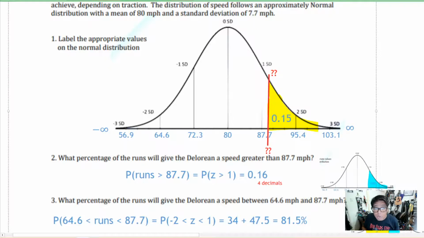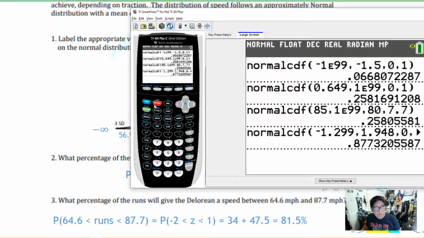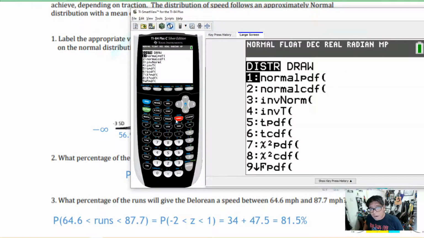Looking at the normal curve, we know the area this time, but we don't know the speed and we don't know the z-score. So we have to work backwards in order to figure that out. And going to my calculator, there is a function which lets us go backwards on the normal curve from an area to a z-score, and that is inverse norm.